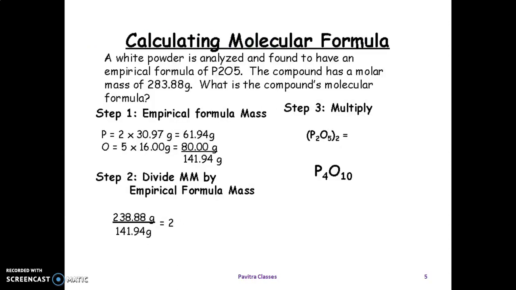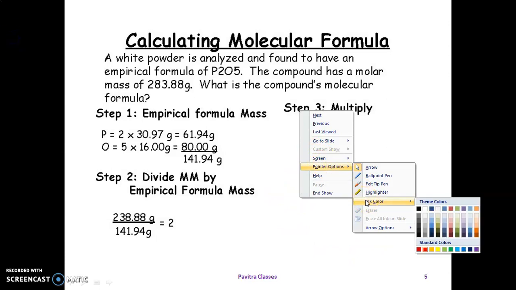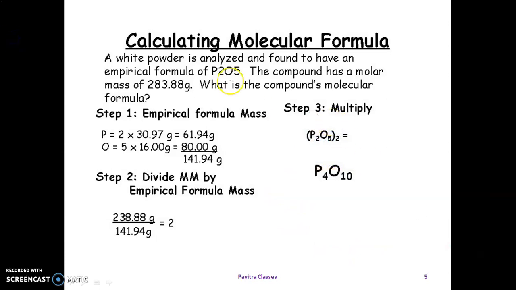So coming to the practical problems. Here one example is that a white powder is analyzed and found to have the empirical formula P2O5. The compound has a molar mass of 283.88. So how to convert it?